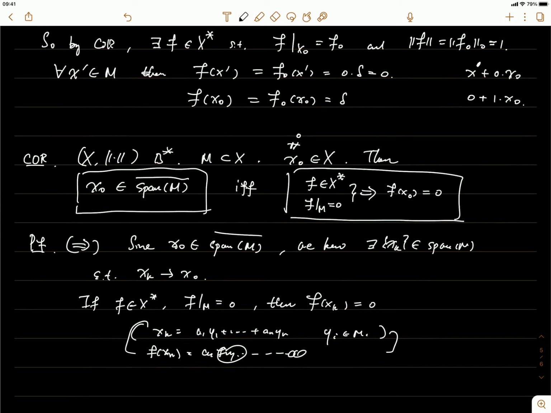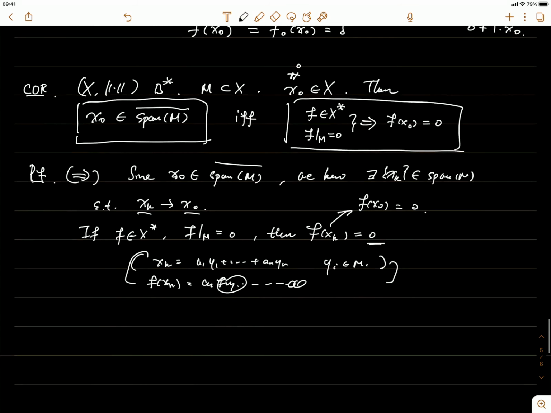So that's what we have on the one hand. But on the other hand, since f is a continuous functional, f of xk should converge to f of x naught, because xk converges to x naught. And we just have a sequence of zeros that converge to f of x naught. That means this must be equal to 0. That shows this direction. For the other direction, suppose we have this property, then we want to show that x naught is in the closure of the span.